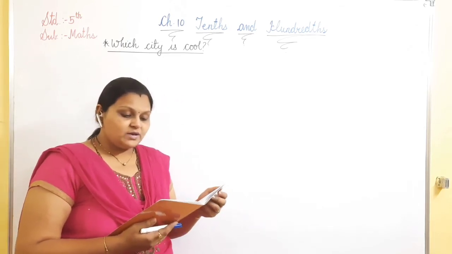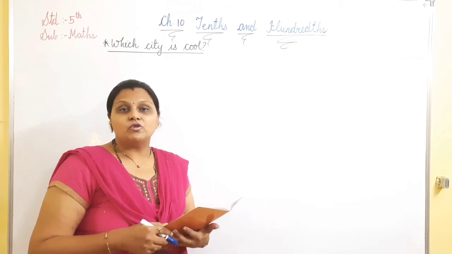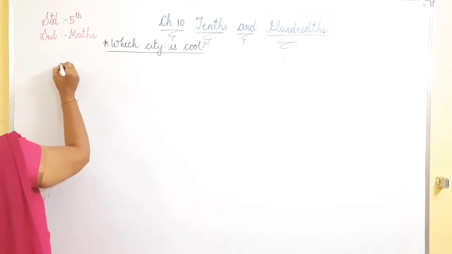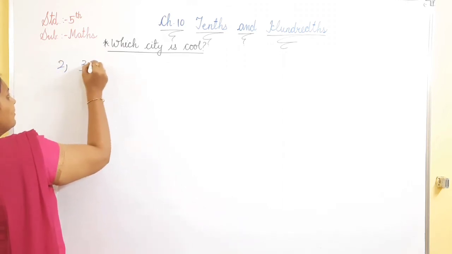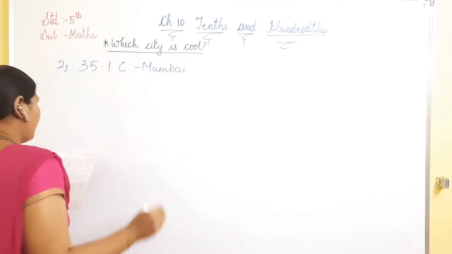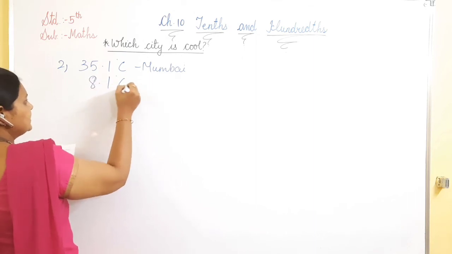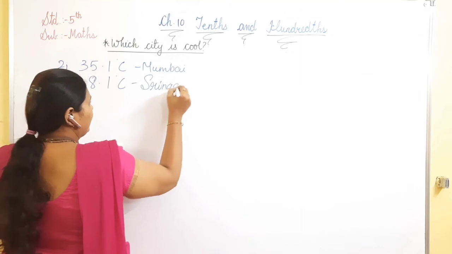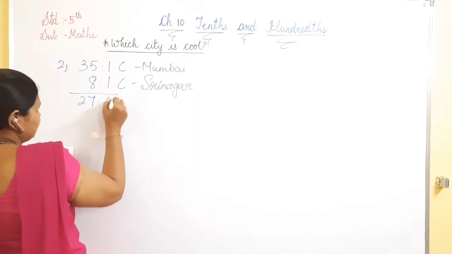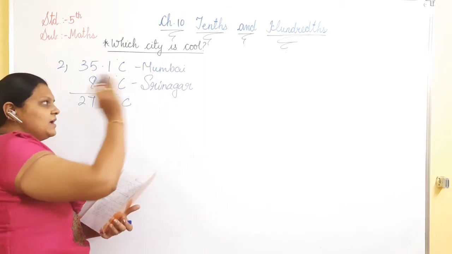Second question, how much higher is the temperature in Mumbai from that in Srinagar? Here we have to compare the temperature of Mumbai and Srinagar. So we will do like this. Temperature in Mumbai at 3 p.m. is 35.1 degree Celsius, and same thing, temperature of Srinagar at 3 p.m. is 8.1 degree Celsius. So what is the difference? We will do the subtraction. We will get 27.0 degrees Celsius. So this is the difference of temperature of Mumbai and Srinagar.